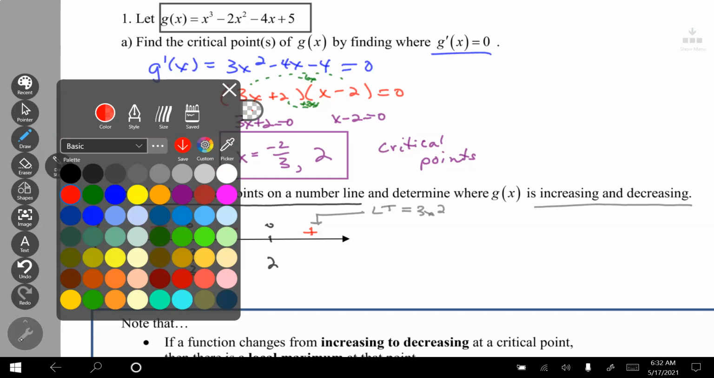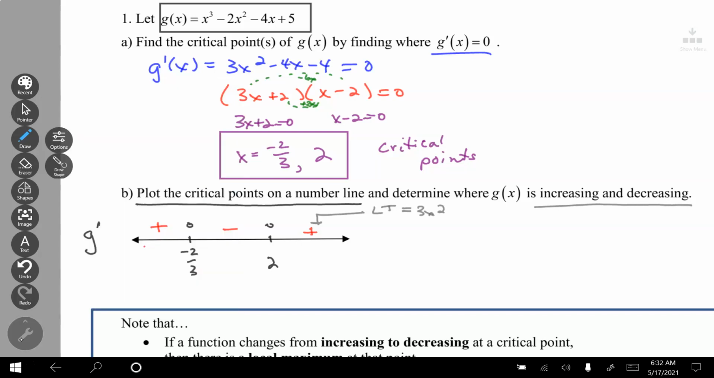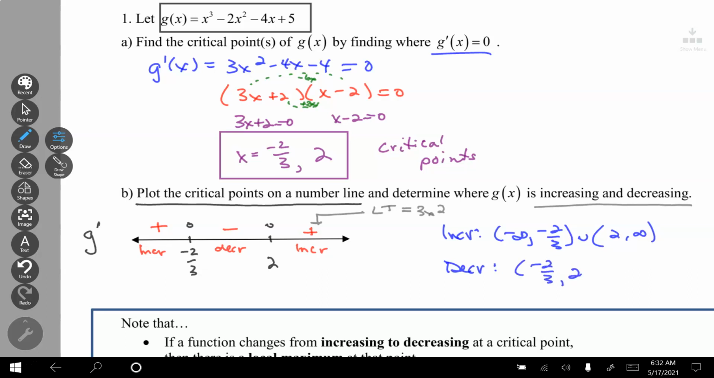So what does that mean for the function? Well, the positive is where the original function is increasing, the negative is where it's decreasing, and the positive again is where it's increasing. So I can answer the question. It is increasing from negative infinity to negative 2/3 in union with 2 to infinity, and it is decreasing from negative 2/3 to 2. And I'll put that in a nice little box.